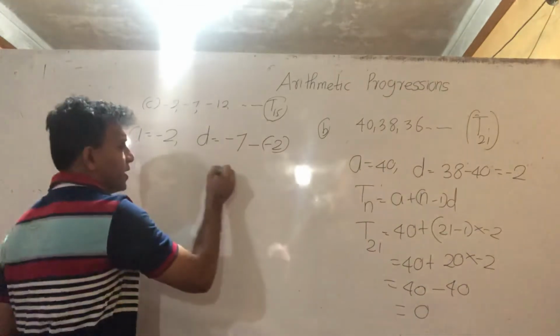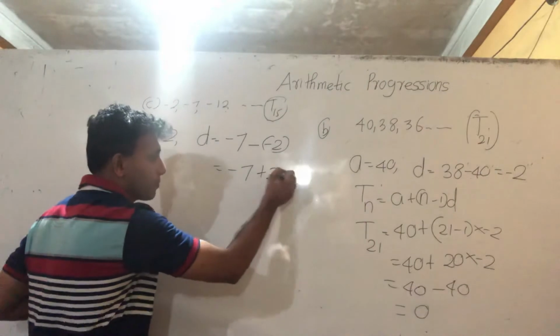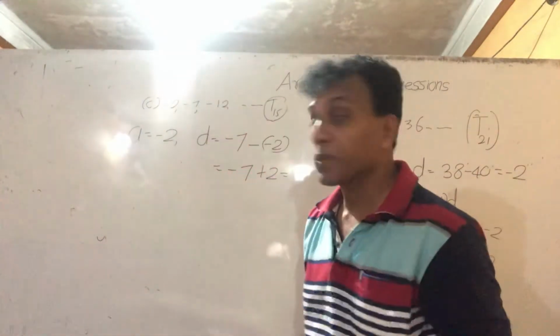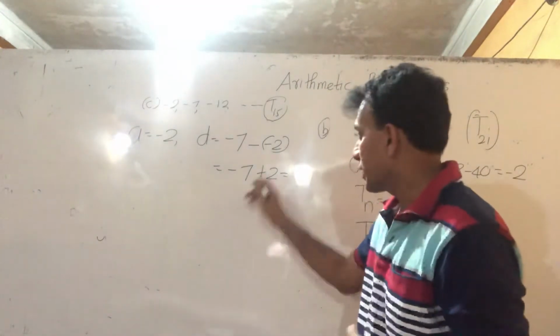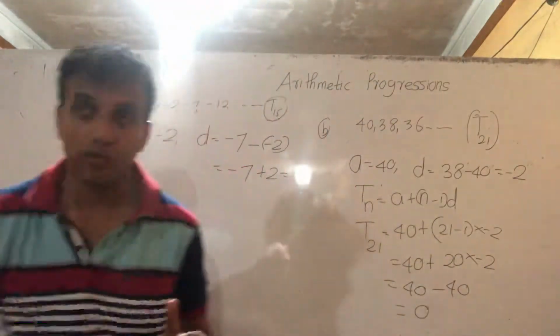So what is that? Minus 7, minus minus plus 2. What is minus 7 plus 2? If you say 5, wrong. Sometimes some students say 14 also. I don't know how. What is that? Minus 5. Common difference minus 5.